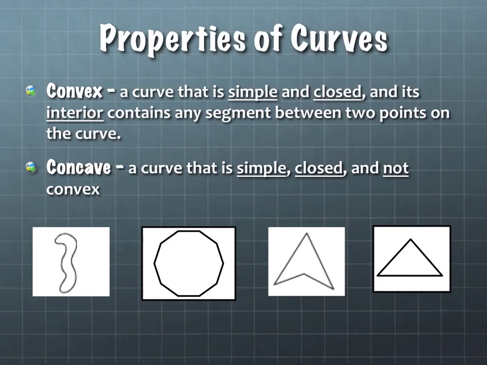So we've got some shapes here, and we're going to talk about whether each shape is convex or concave. All of these shapes are simple and closed, right? Simple means they don't cross over themselves. Closed means they have the same starting and ending point. So we have those conditions met automatically. We're just deciding whether they are convex or concave. So let's start with the first one. What do you think the first one is?